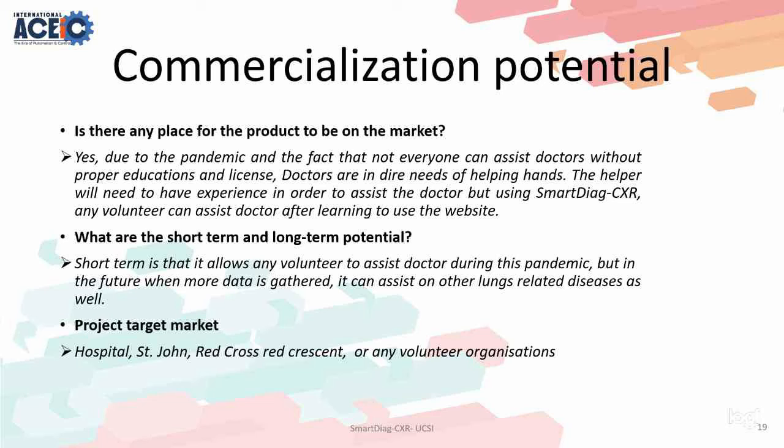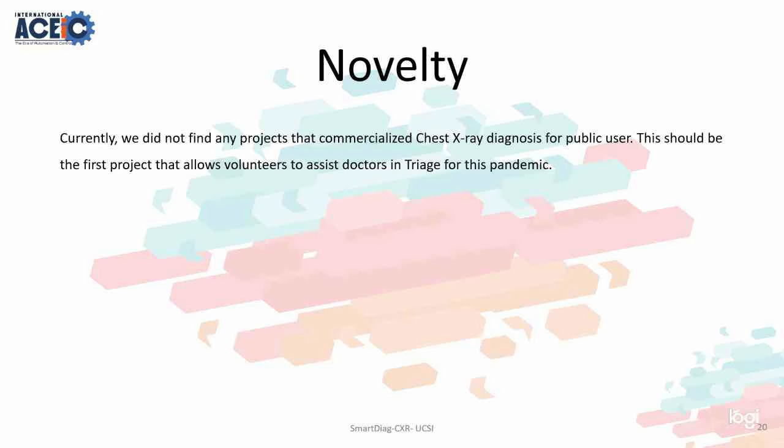What are the short term and long term potentials? The short term is that it allows any volunteer to assist doctors during the pandemic. But in the future, when more data is gathered, it can assist on other lung-related diseases as well. Our project's target market will be hospitals, St. John, Red Cross, Red Crescent, or any volunteer organization that wishes to help the healthcare workers during this pandemic. Currently, we did not find any project that commercializes chest X-ray diagnosis for public users. This should be the first project that allows any volunteers to assist doctors in triage for this pandemic.